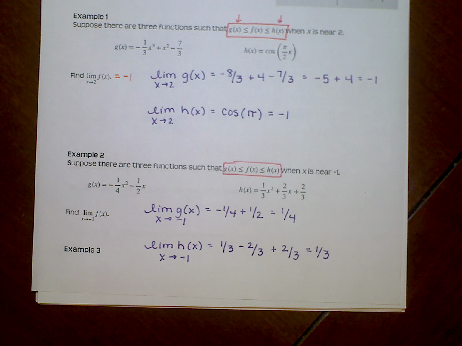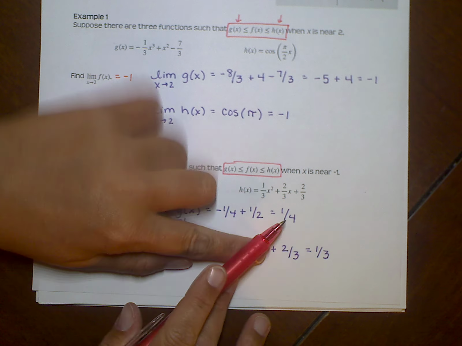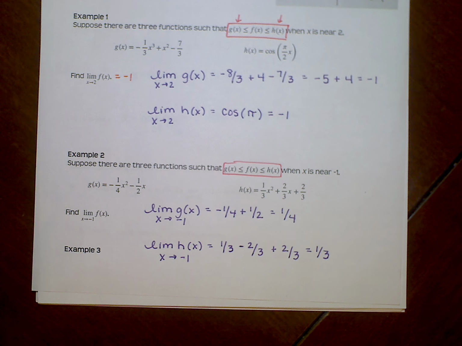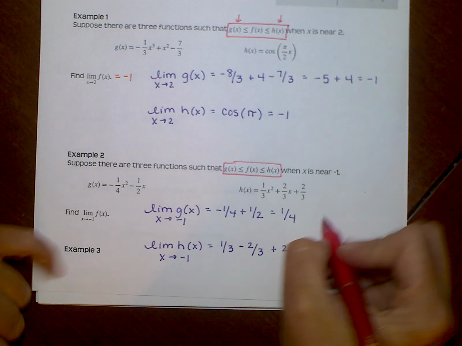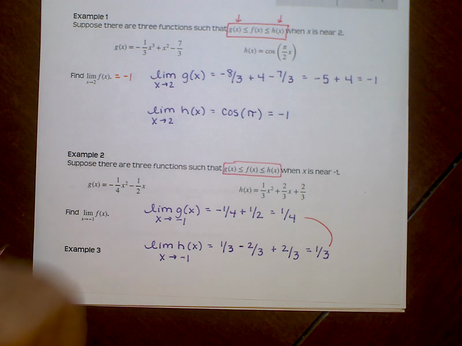That's inconclusive as far as where my limit is, but that's different than DNE. I'm not saying that there isn't a limit of this magical function f of x. Okay, there very well could be. We just can't pin it down because these functions don't squeeze quite close enough together. Okay, so we could say we know our limit lives between these two numbers.